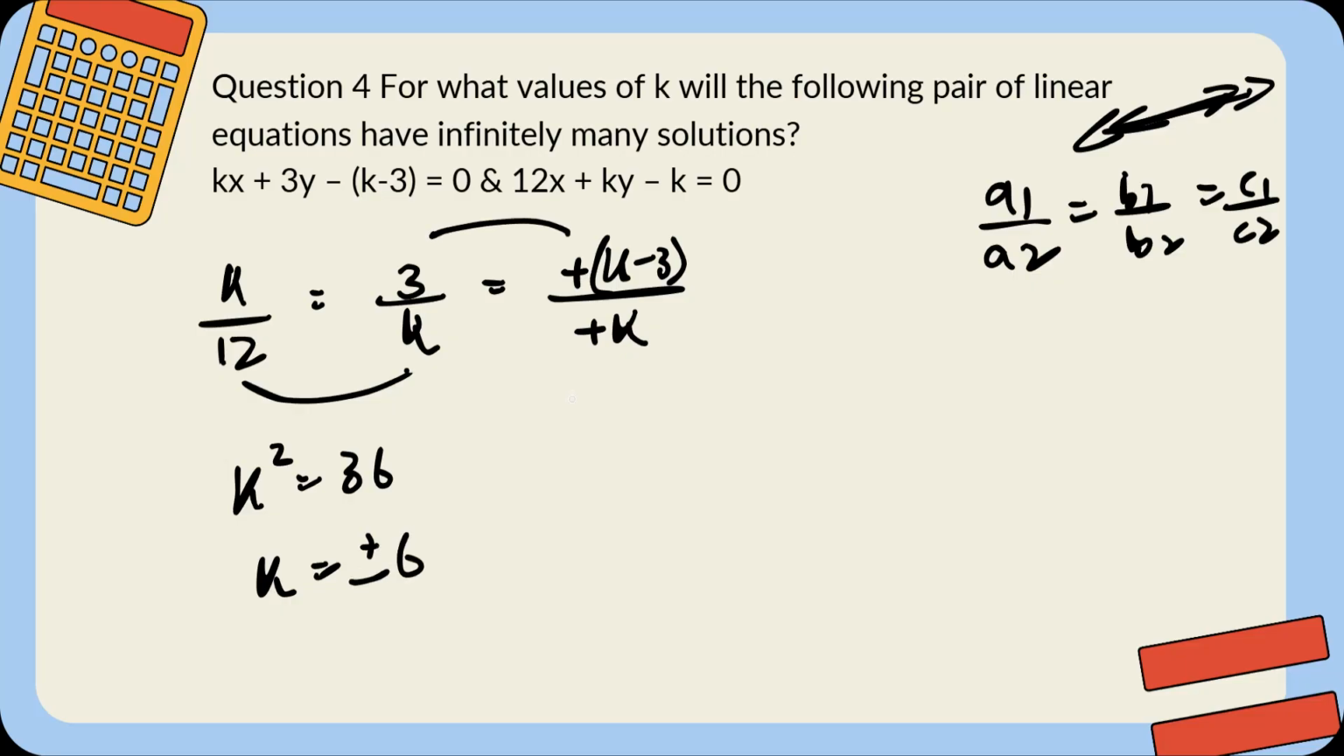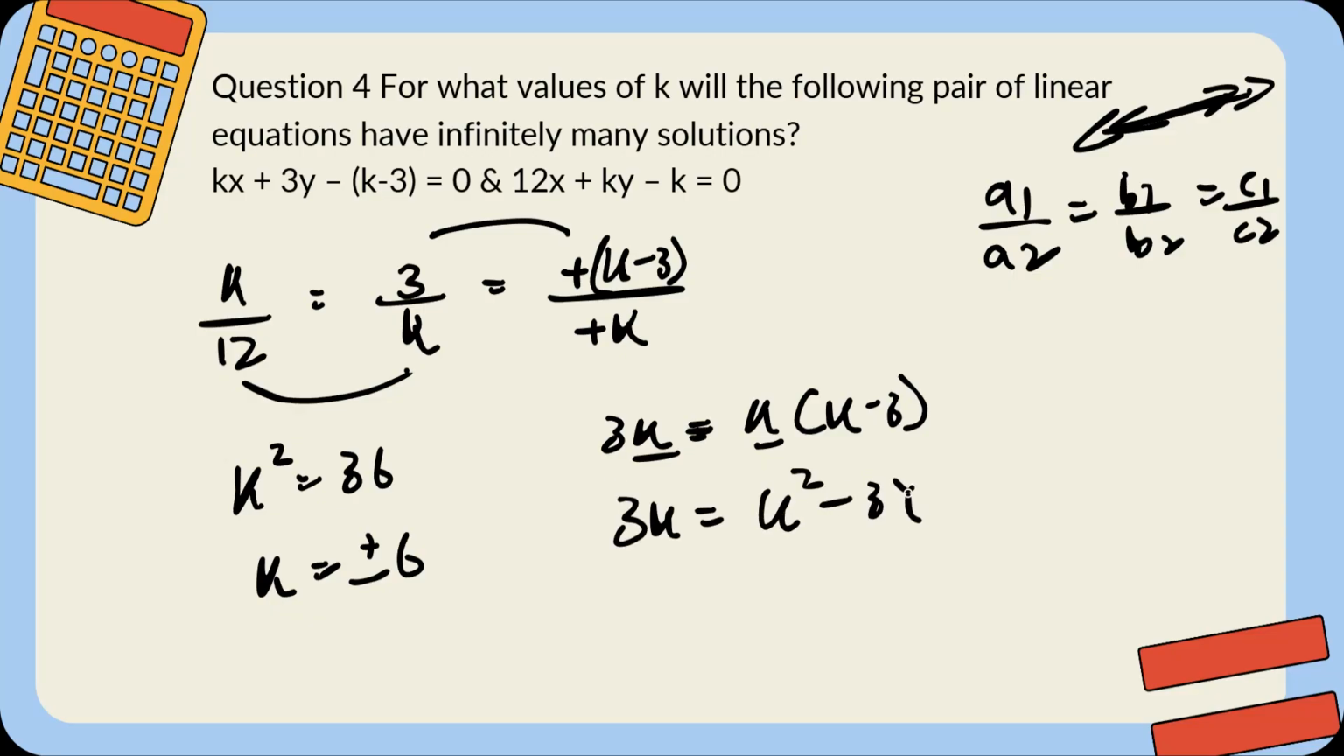We'll take the next two terms, and we have 3 by k and k minus 3 by k. So we'll cross multiply, we'll get 3k is equal to k into k minus 3. So there are two ways of doing this. One is you can cancel the k, or you can open the bracket. So let's try opening the bracket first. When you open the bracket, it will be 3k is equal to k into k, which is k square minus 3 into k, right?